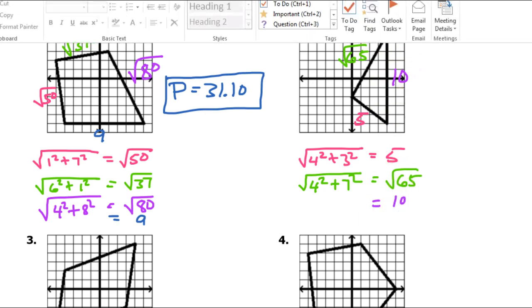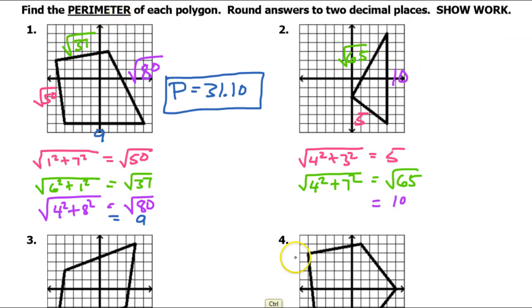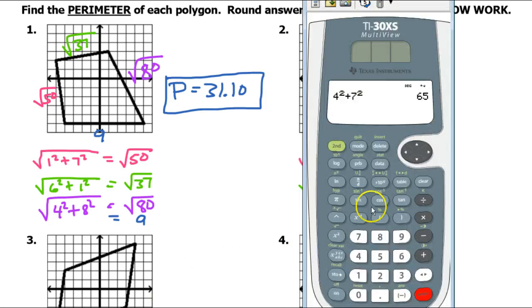So let's just add all of these up. So obviously 10 plus 5 is 15. So it'll be 15 plus radical 65, which is about 23.06.